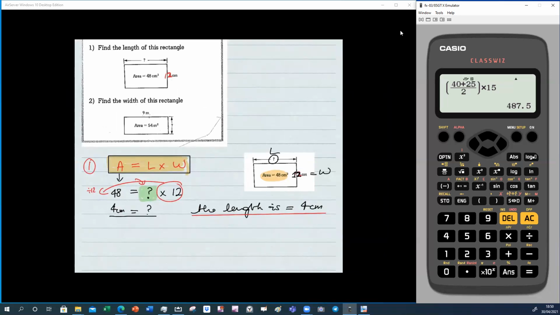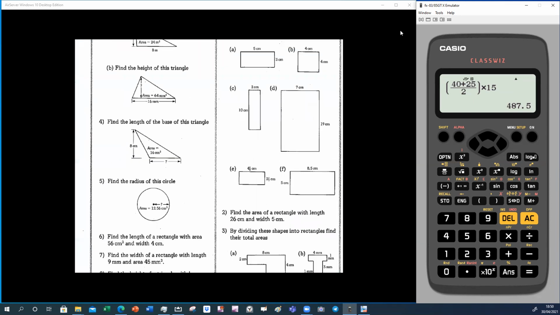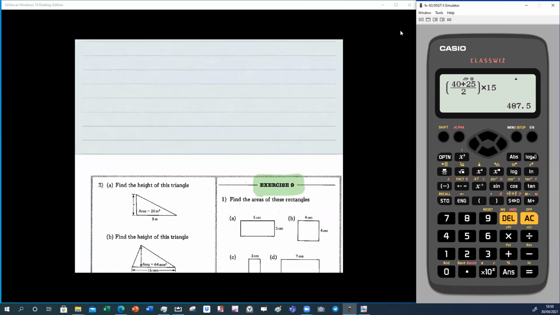Okay, right. Let's have a look at the next question. It says find the width of this rectangle. Now, let's have a look. What other kind of questions do we have? Do you have any triangle ones? Oh, we got triangle ones as well. Yeah, I like triangle ones. Let's grab one of those.